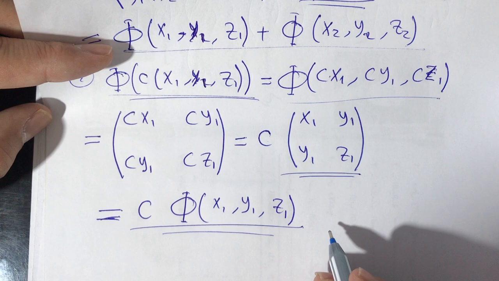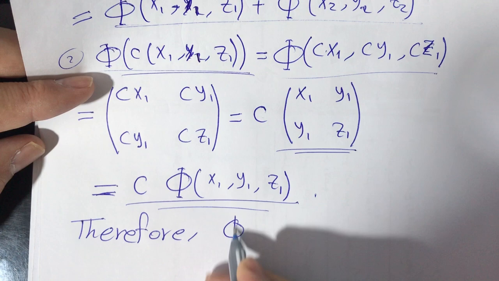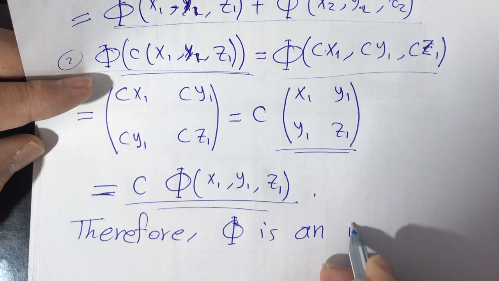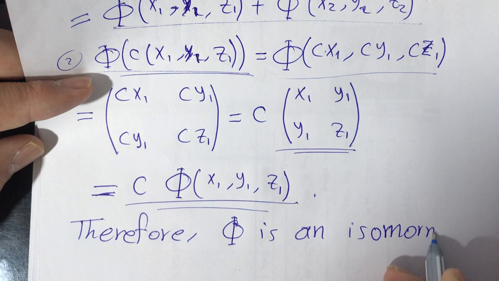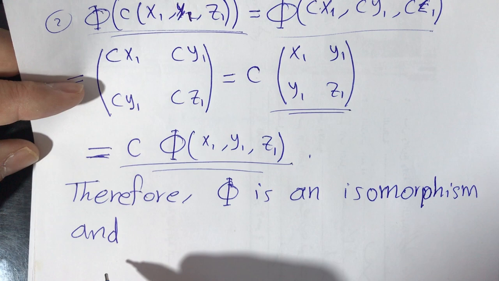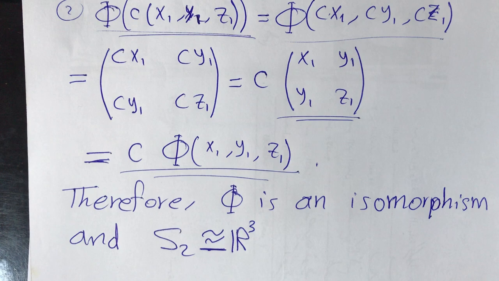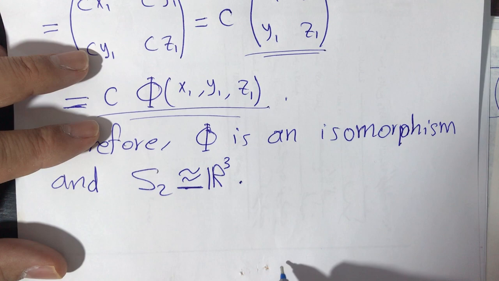Therefore phi is an isomorphism, and S2 is isomorphic with R3. This is page number 9. I think this is enough for today.